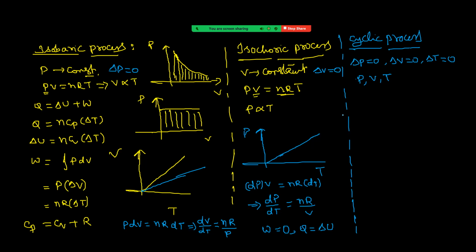Now see carefully. Delta T 0, that means delta U value 0. We know that change in internal energy of the system is a state function. It is not a path function. So we have to focus on what is the initial temperature and what is the final temperature. It is now same. Therefore, delta U value 0. Delta U 0 implies, from the first law, Q equal to W.